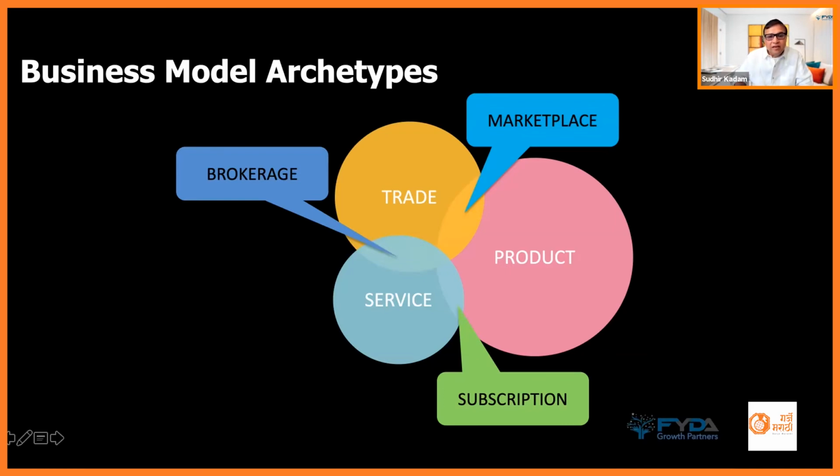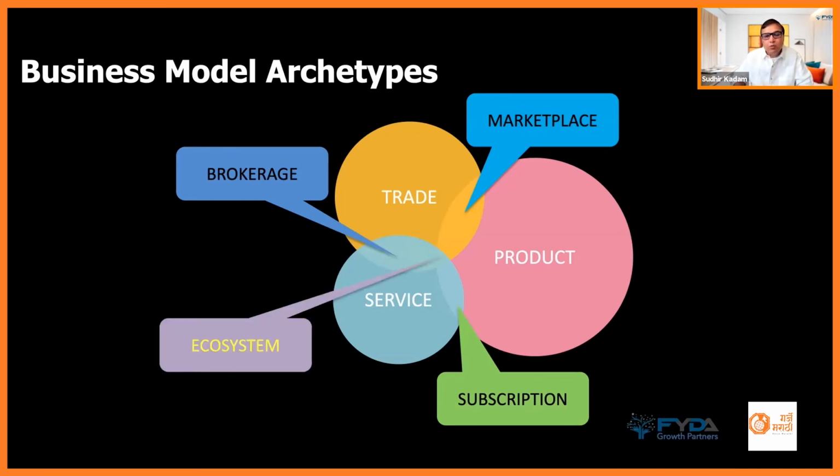And finally, a very powerful system comes in: the ecosystem. An ecosystem is basically a tech or media platform offering platform as a service. If you hear Jeff Bezos talk, he will say that Amazon is a technology company. Amazon is not an e-commerce company. Amazon is a technology company.